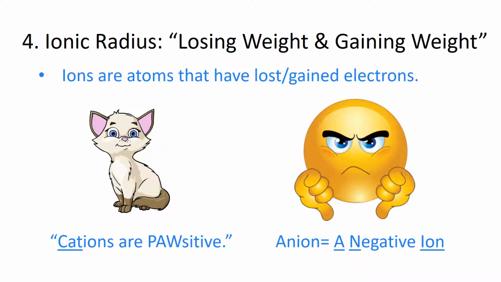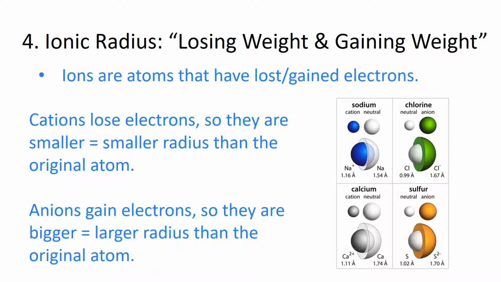When thinking about remembering the two, think cations, underline cat, are positive, and anions are a negative ion, A, N, and ion all being underlined. Metals are cations and nonmetals are anions. Metals who willingly give away their electrons lose weight and become smaller as they lose their electrons. Nonmetals who want to take another atom's electrons gain weight and become larger as they gain electrons. This is all in comparison to its size at its neutral state.